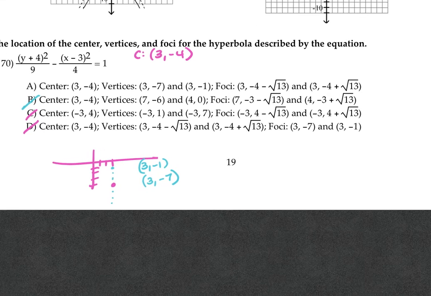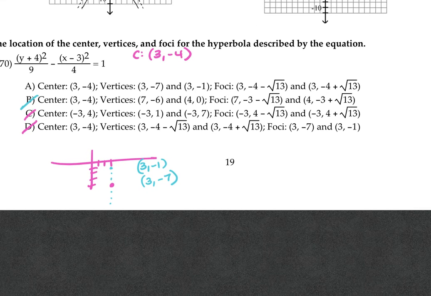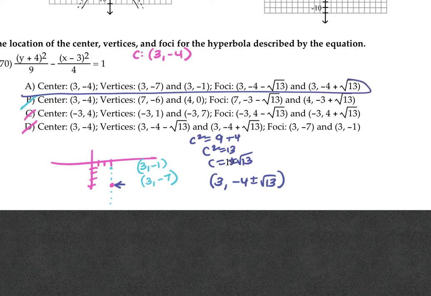To continue to find the foci, we would get c squared equals a squared, which is 9, plus b squared. So c squared is 13, and c equals plus and minus the square root of 13. But we're going to add and subtract it to the y coordinate of my center. So my x stays the same, but for negative 4, you'd add and subtract the square root of 13. And that further confirms choice A.